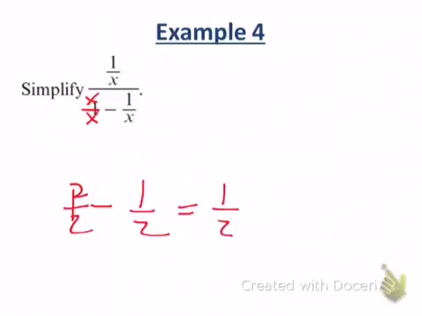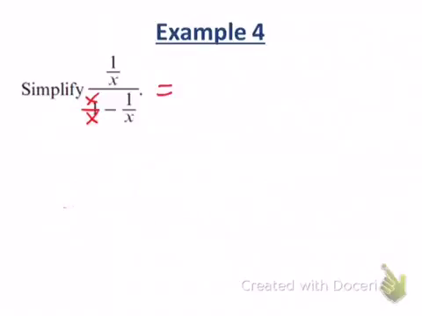All right? Now I can rewrite this as 1 over x divided by x minus 1 over x. This is not intuitive. I'm going to show you another way to do this in just a minute.